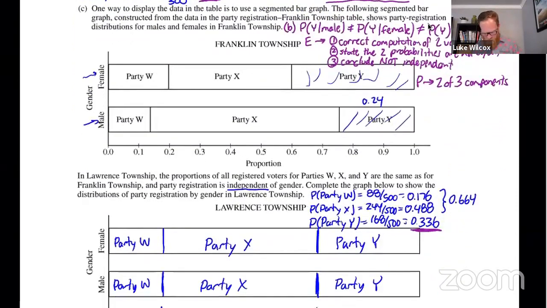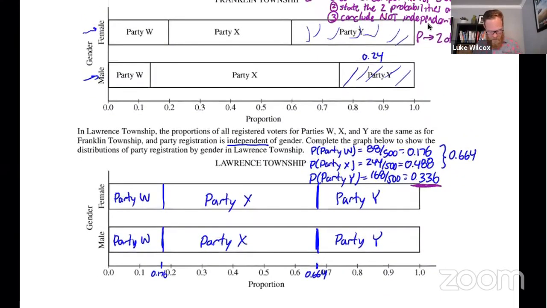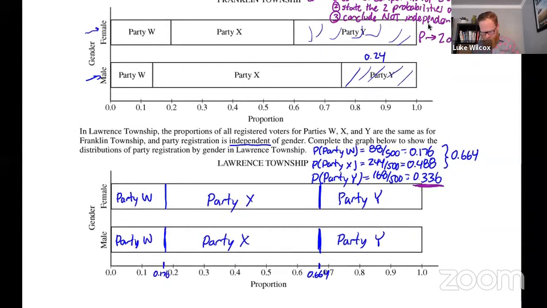Okay, and let's move down to the last part here. This is part C. And let's talk about the grading for part C. In order to get an E on part C, you have to show that the 2 distributions are the same. So it has to be the same distribution for males and females. And there are 2 components, right? So component number 1 is you have to have the correct proportions.